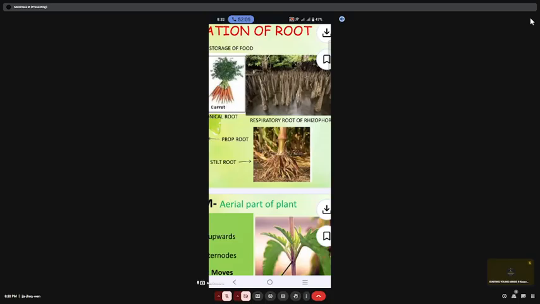Tap root system and adventitious root system. Actually, tap root system is underground only. Have you noticed? Majority of the plants are underground. But adventitious roots, if you take, they have both underground and above ground. Can you give me an example which is above ground, which is underground? For adventitious root system, give me an example. What are the roots that can grow under the soil? What are the roots that can grow above the soil?